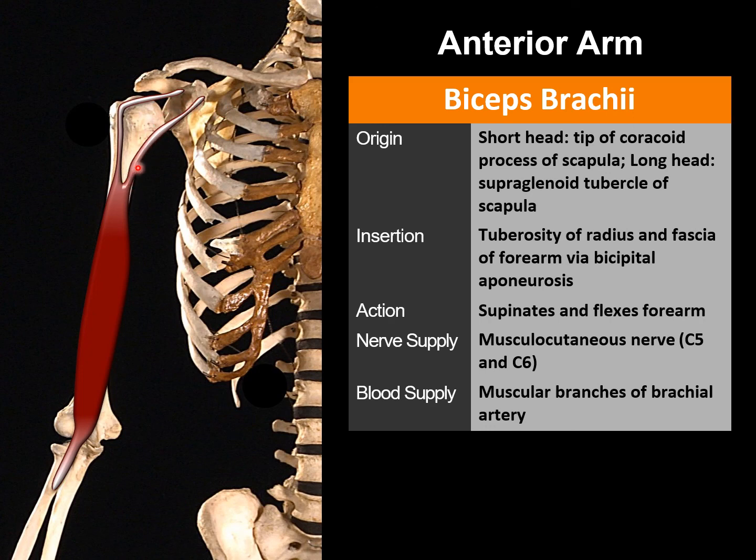While the long head arises from the supraglenoid tubercle of the scapula. It is inserted on the tuberosity of the radius and the fascia of the forearm by the bicipital aponeurosis. It supinates and flexes the forearm. Nerve supply is the musculocutaneous nerve, and blood supply is muscular branches of the brachial artery.